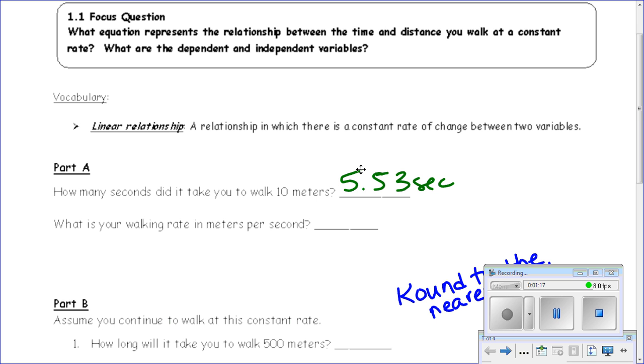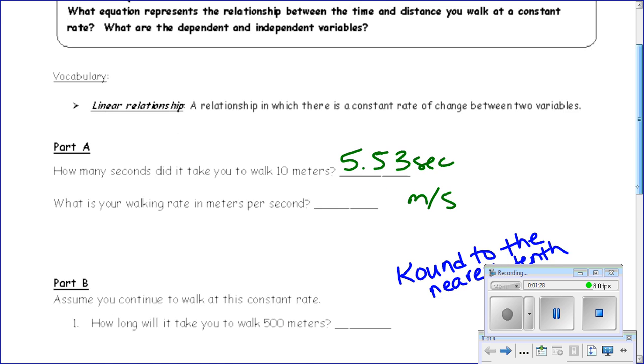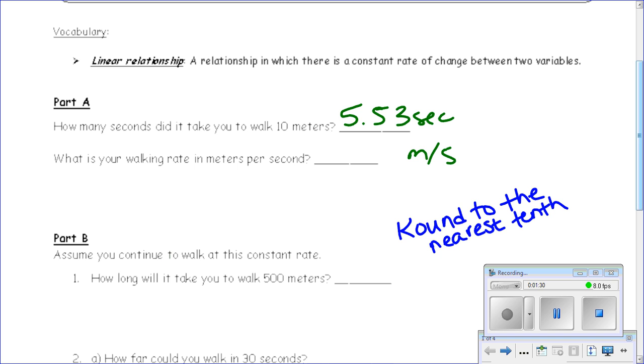So now that we know that, it says, what is your walking rate in meters per second? We know we want meters per second here. It says, what is the walking rate? Well, we know that we have, how many meters? How many meters do we have in this? Well, 10 meters. So I can put 10 here. I'm going to put my M with it for meters.